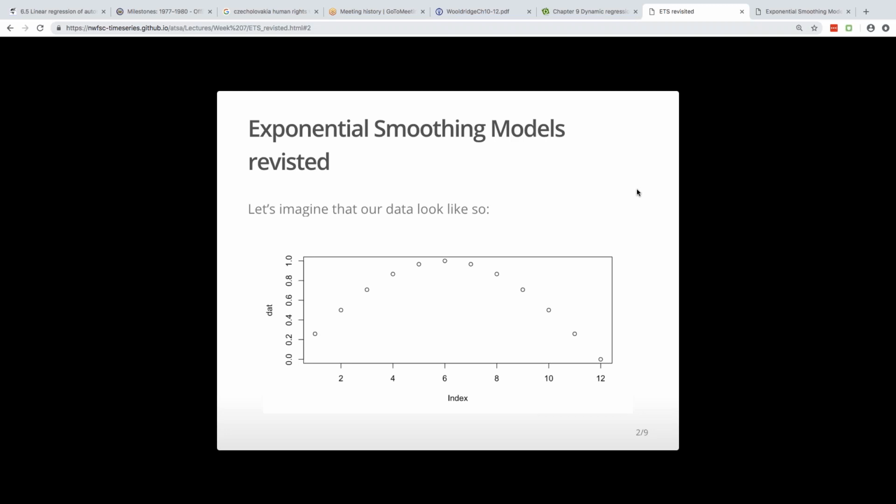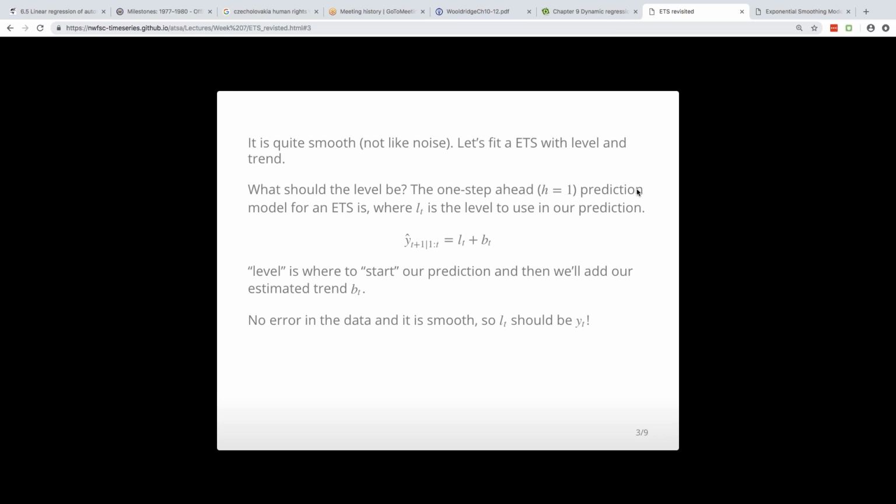So let's imagine that these are our data. And we want to come up with an exponential smoothing model for this that has level and trend. What that means is we want to come up with a forecast of the next data point. And that's going to be based on two things we're going to estimate. We're going to estimate basically where we start, which is the level, and we estimate what the trend is.